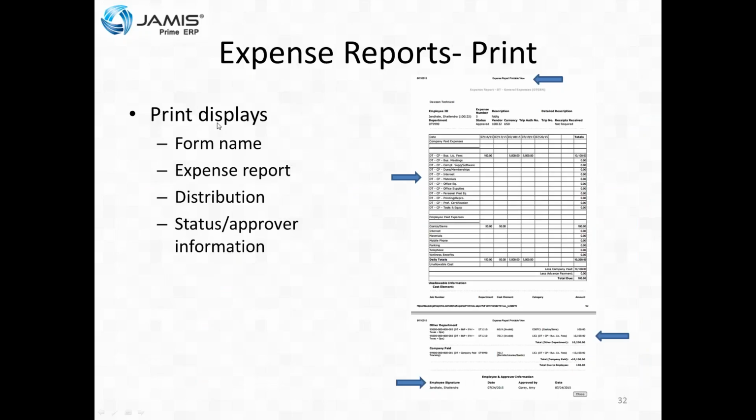And the print is going to display some information. First of all, if you can't remember what form you're using, it's going to tell you the form name right on top. It's going to display your expense report. It's going to display all your distributions. And then last but not least, it's going to display your approver information.